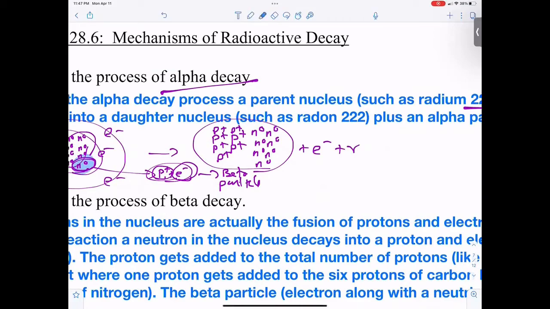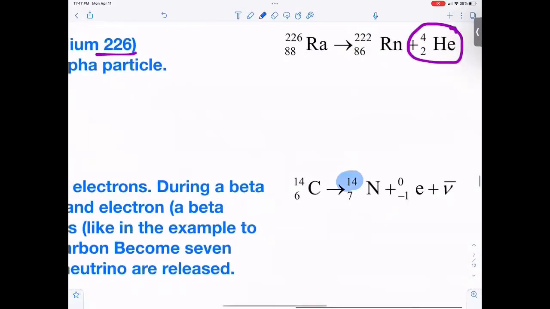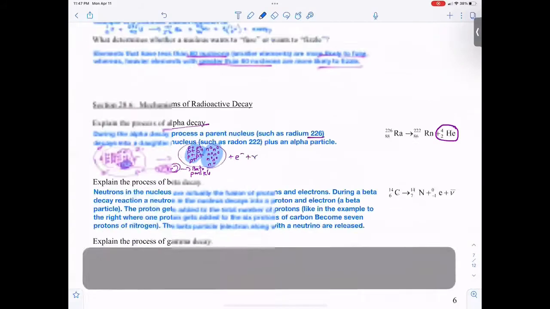But look at what's left here. 7 plus 7 gives you a mass number of 14. 7 protons gives you a brand new element of nitrogen, and a release of an electron, which is a beta particle.